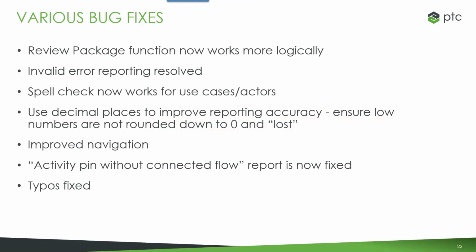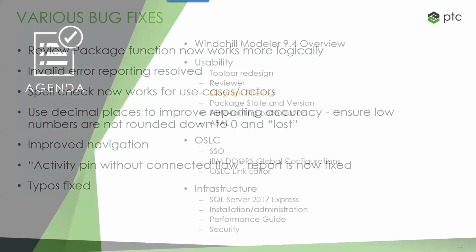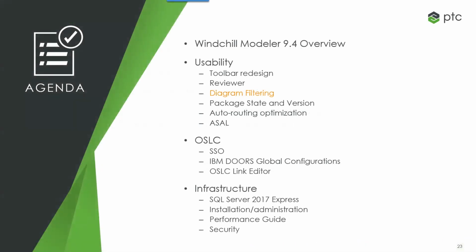We have a few bug fixes that we've resolved in this area as well. Really just resolving some user process errors that weren't working as we'd hoped. Improving spell checking. We're now using decimal places to make sure that we don't miss any items when low numbers are rounded down to 0. Navigation is more logical through the different pages of the review report. We fixed a specific case around reporting activity pins, and some typos as well. So lots of new great features and quite a few bugs that we've cleaned up as well.